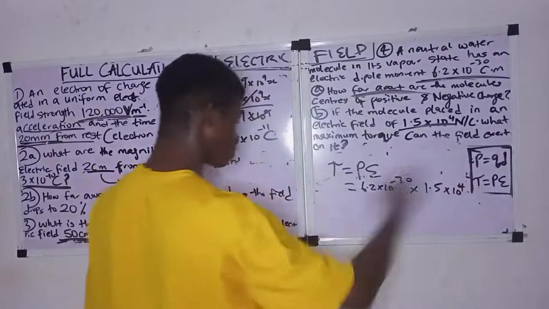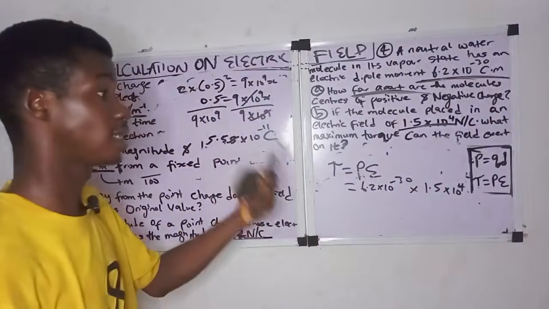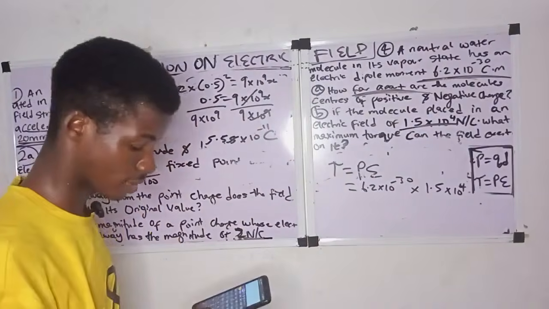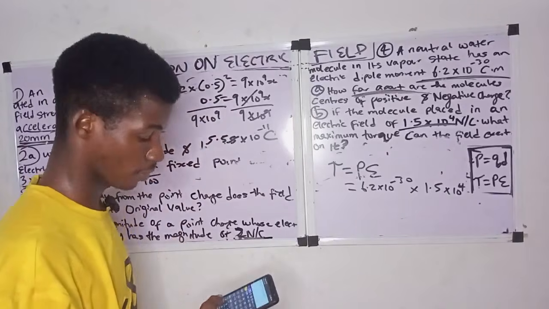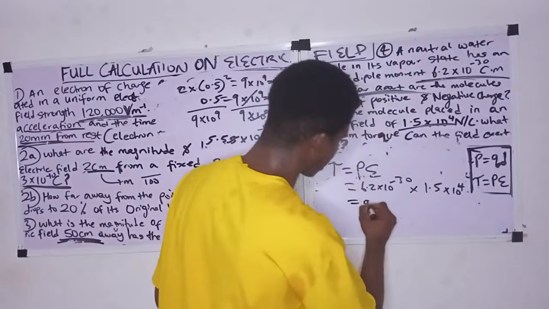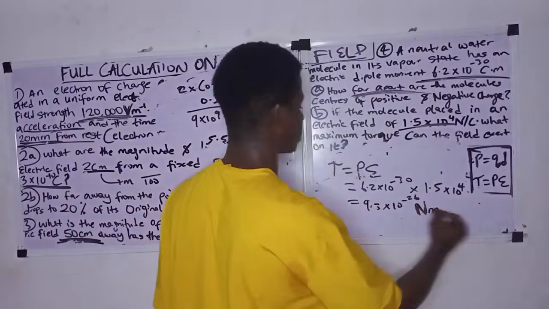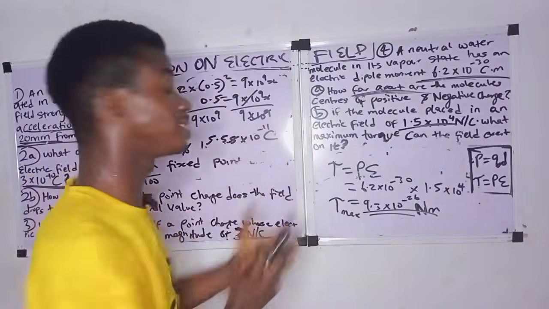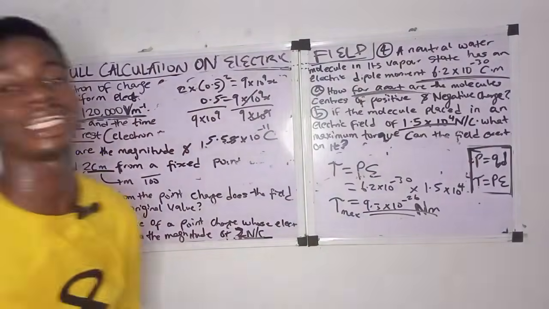So if we multiply it directly, we get the maximum torque the field can exert on it. So 6.2 times 10 raised to the power of minus 30, times 1.5 times 10 raised to the power 4. The answer is 9.3 times 10 raised to the power minus 26. So the torque is 9.3 times 10 raised to the power minus 26 Newton meter. So this is the maximum torque. So this is the end of the full calculation on electric field.